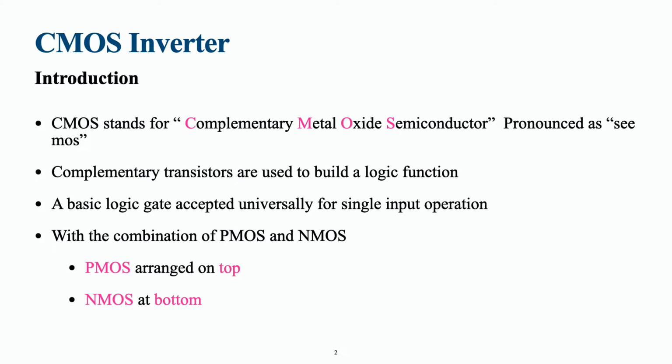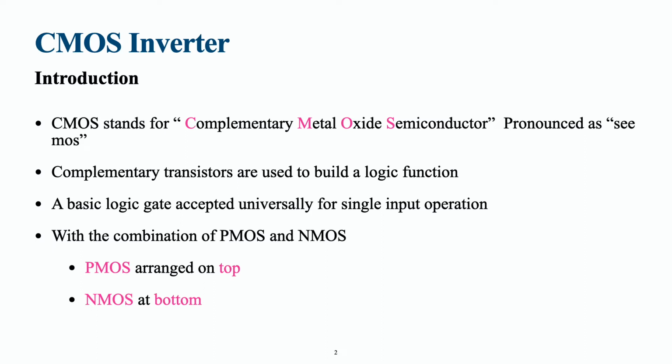CMOS inverter, the term CMOS. CMOS stands for complementary metal oxide semiconductor. The first letters together are called CMOS. We pronounce it as CMOS. And in CMOS, look into the term, it is complementary. Complementary in the sense we'll have both PMOS and NMOS transistors together clubbed to build any logic function.